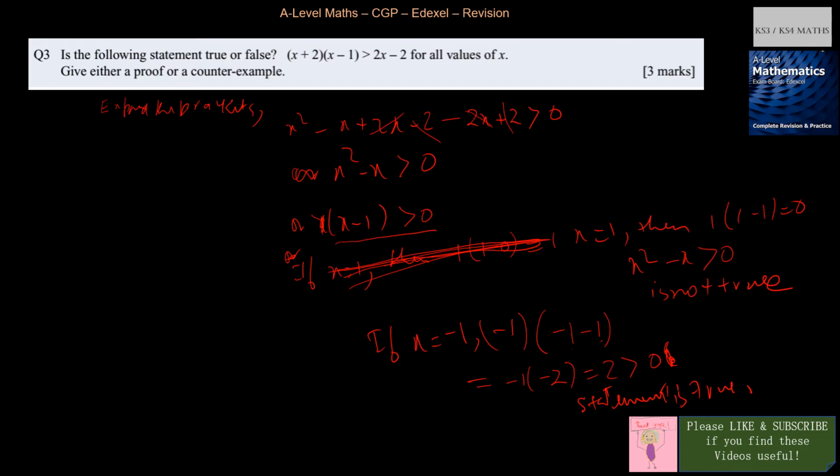What did I do here? I'm writing too many minuses, so what comes out is minus 1. You have minus 1 whole squared minus minus 1, that is 1 plus 1, which is 2, greater than 0. So the statement is true if x is minus 1, and the statement is false if x is 1. So the statement is not true for all values of x.